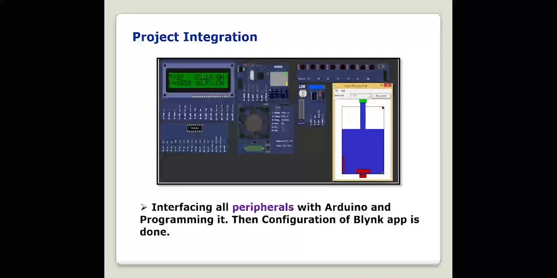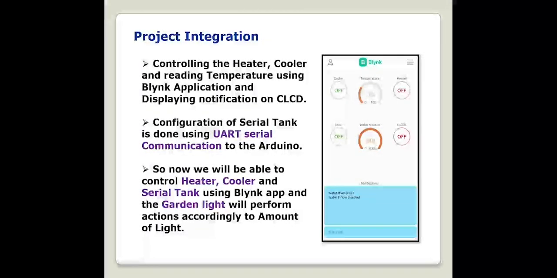Moving on to project integration. Interfacing all peripherals with Arduino and programming it. Then configure the Blynk app. Control temperature using Blynk and CLCD. Configure the serial tank using UART serial communication.